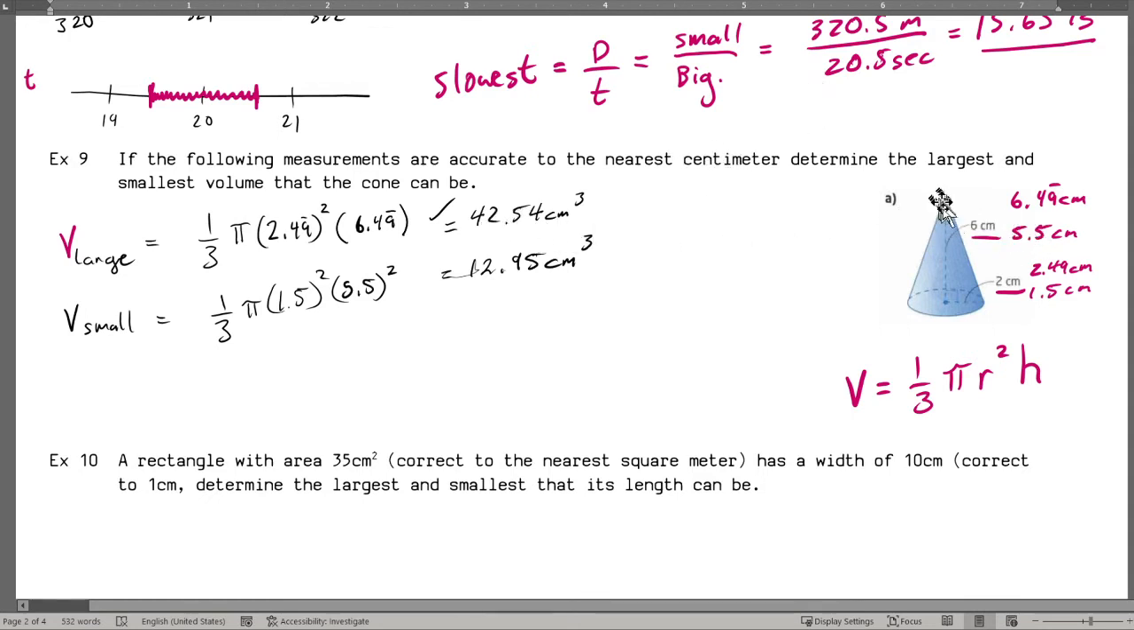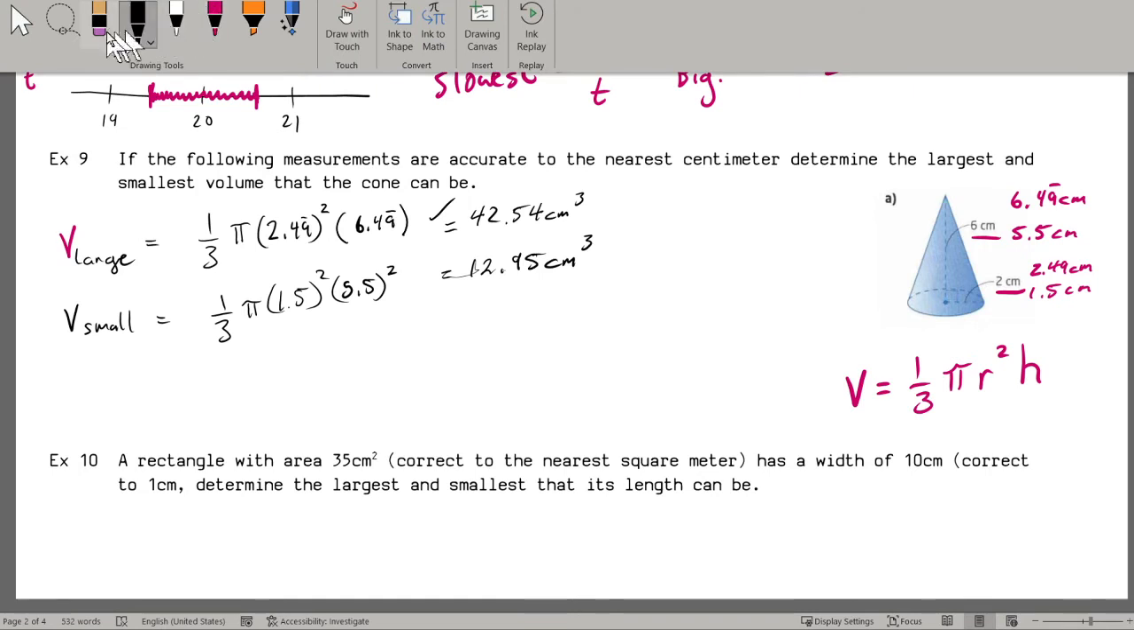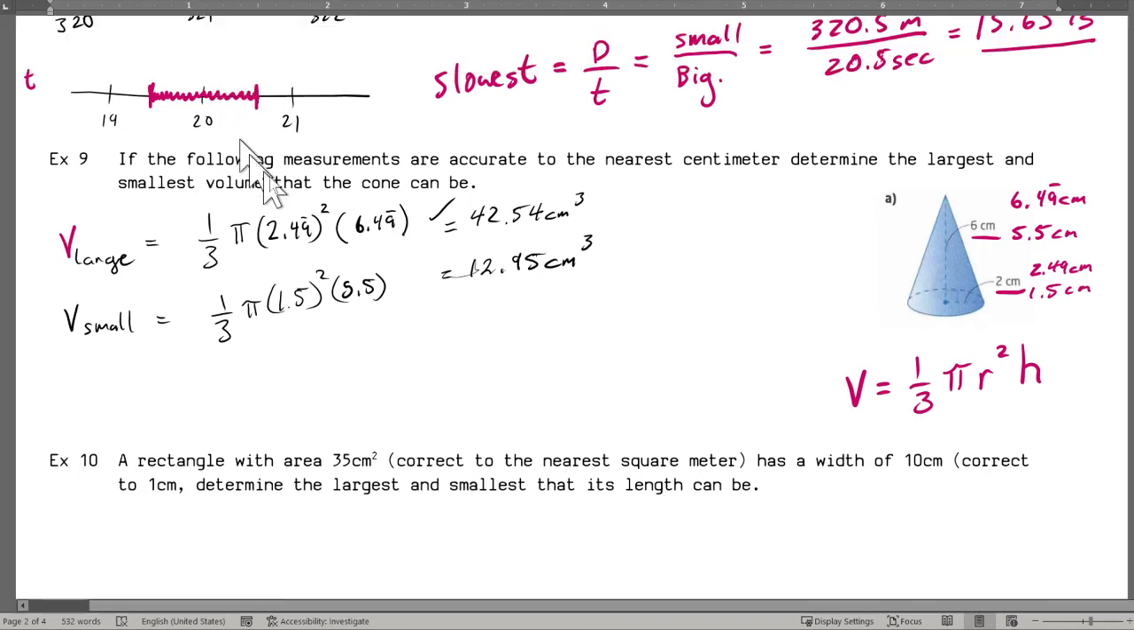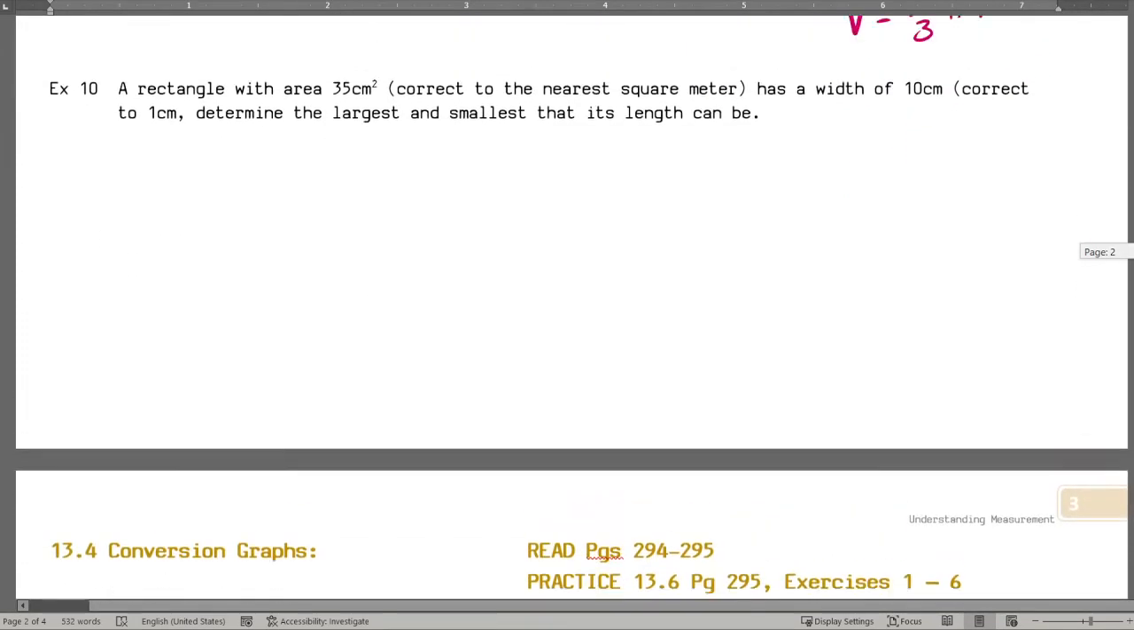So based on the fact that these measurements have a full range of a centimeter potential error in this measurement and a full centimeter in this one as well, my largest possible volume is 42 and my smallest possible volume is 13. It's a huge thing there. Oh, I don't know why I squared my 5.5. That wasn't supposed to be squared. Anyway, so that's that. Okay.